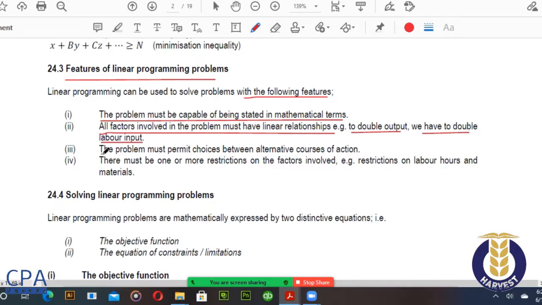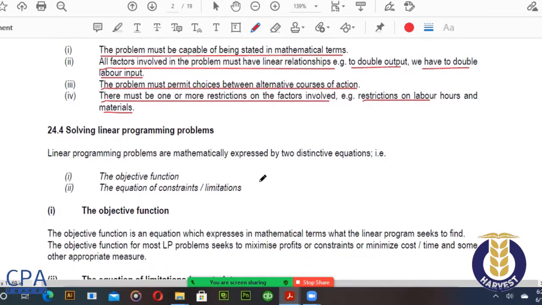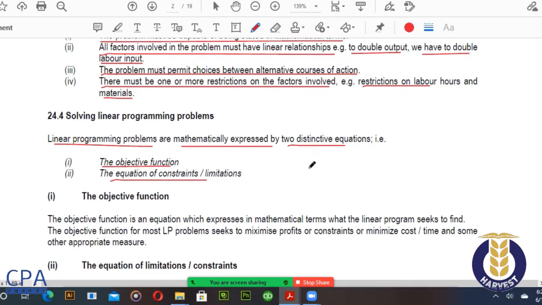Then the other feature is that the problem must permit choices between alternative courses of action. And then there must be one or more restrictions on the factors involved, for instance, restrictions on labor hours and materials and so on. So this is what we are talking about, the scarce resources. And of course, linear programming problems are mathematically expressed by two distinctive equations, what we call the objective function and the equations of constraints.